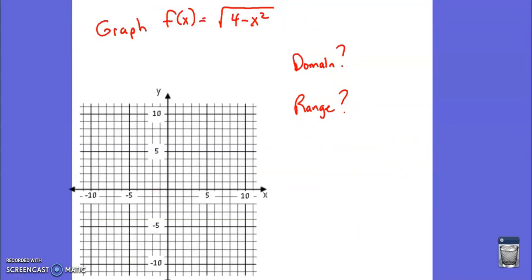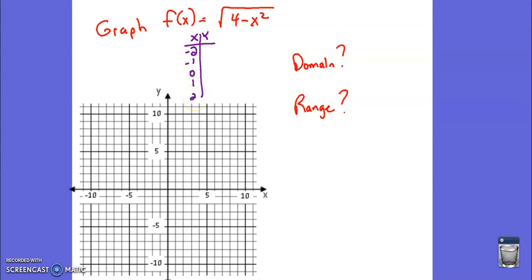So let's look at this function right here. First, I want you to graph it and then tell me the domain and the range. Well, to graph it, you make an XY chart. And then you select values, just randomly select values, but notice you can't have negative numbers inside of a square root. So really, we're just talking about -2, -1, 0, 1, and 2.